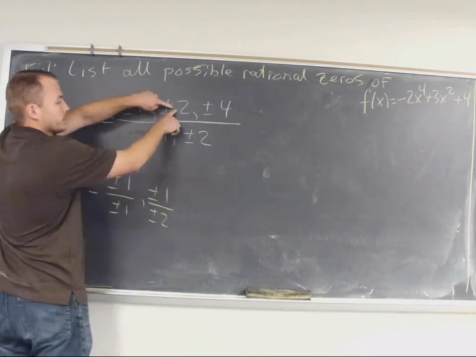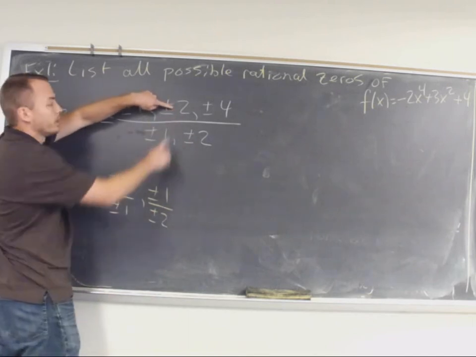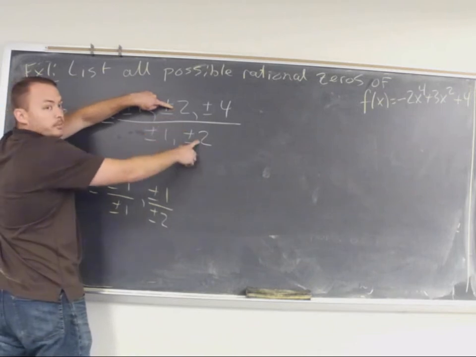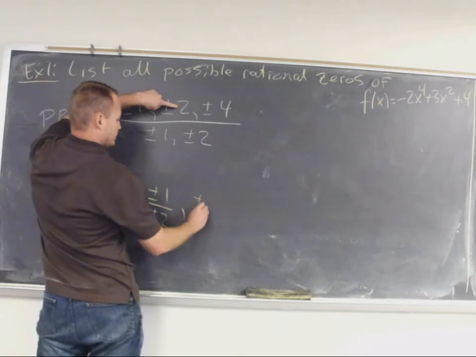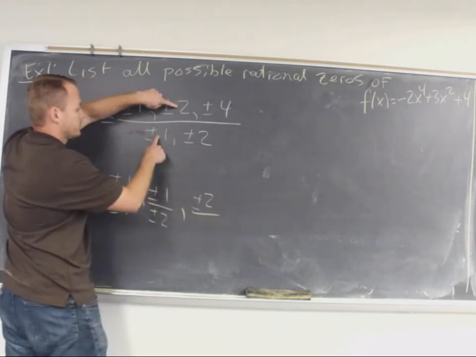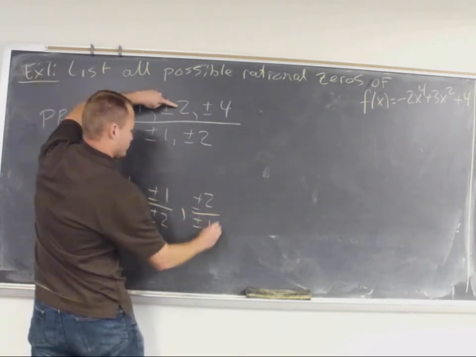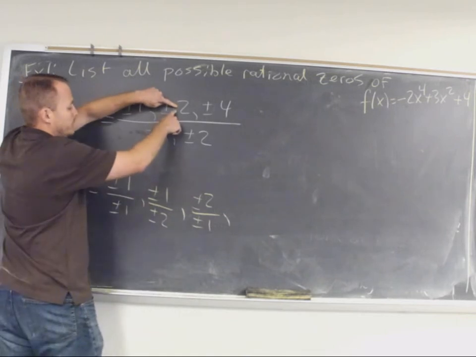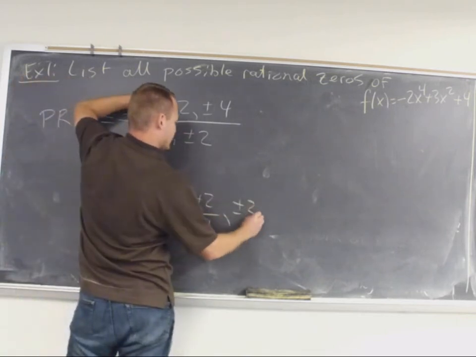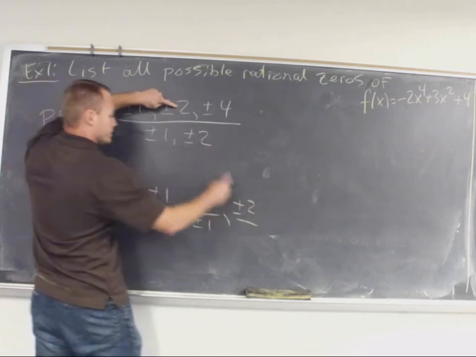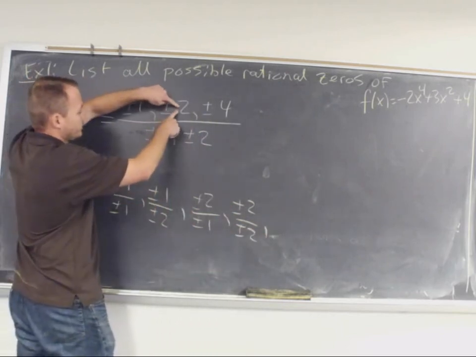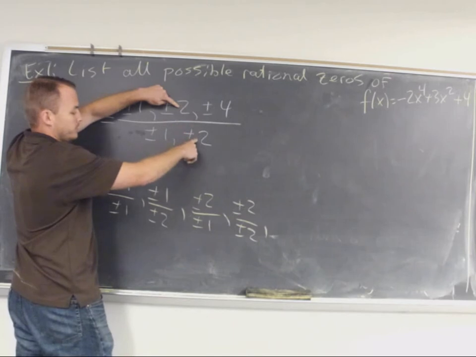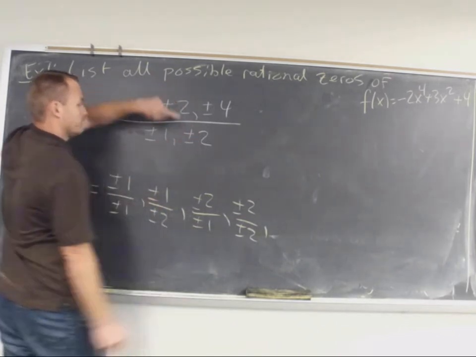Now we move to the next term, which is this plus or minus 2, and it gets divided by each term on the bottom. Comma, plus or minus 2 divided by plus or minus 1. Comma, plus or minus 2 divided by plus or minus 2. So just double check, this 2 was divided by the 1 and this 2 was divided by the 2. And that's what I have here.